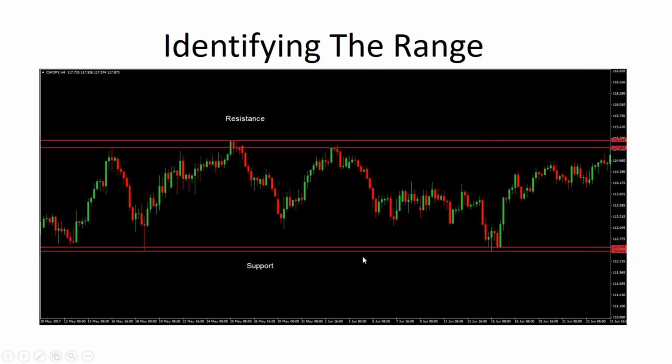Or we can set sell orders below our support level, anticipating that if price breaks down below that level, it's likely to continue lower and to break down. Alternatively, we can simply monitor price action and look to enter a market order as price breaks out of the range.